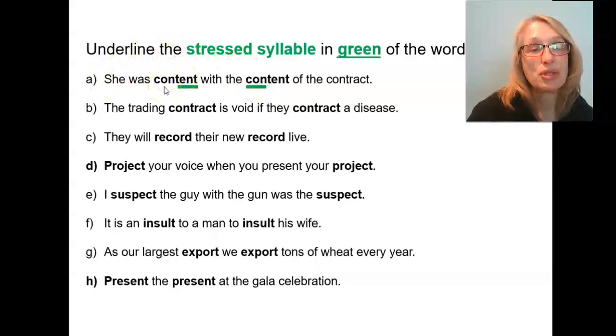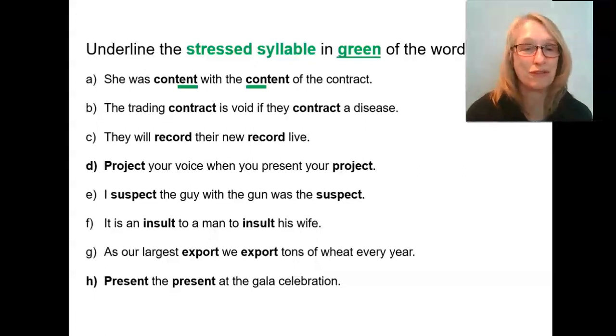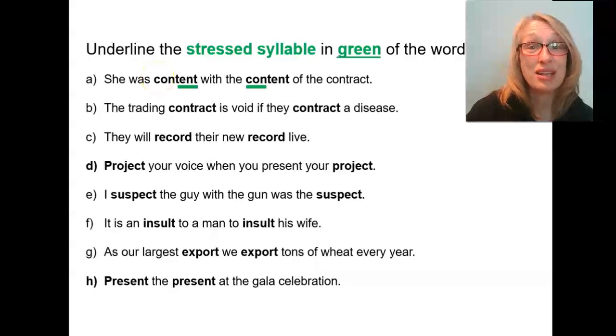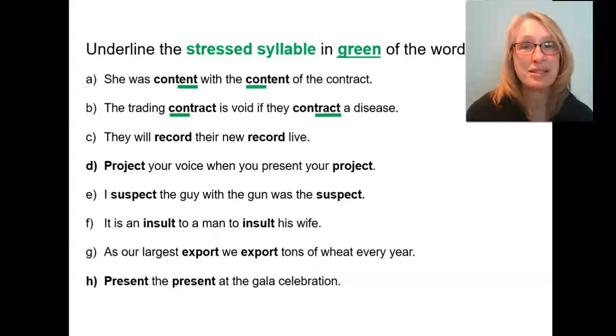Great. The trading contract, 2-syllable word. It's a noun. Where's the stress? Yeah, on the first syllable. So the trading contract is void if they contract a disease. Great. So pause the video, do the others, and then we'll come back and look at them together. Underline the stressed syllables in the 2-syllable words in the rest of the sentences, and practice in your mind saying those sentences with the correct stress.